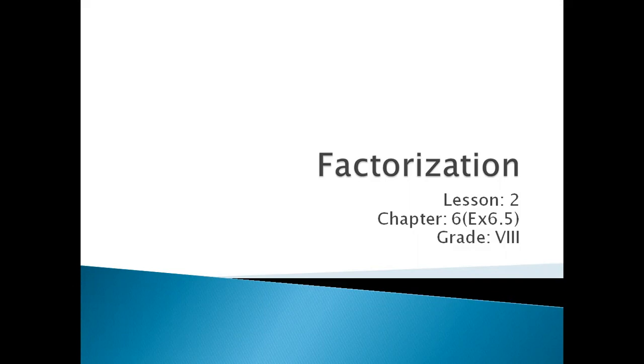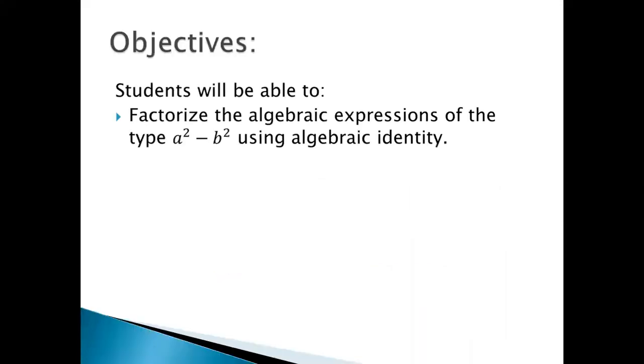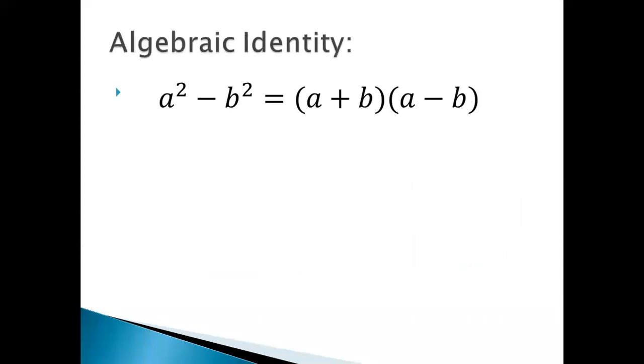In the first lesson of this week, we learned how to factorize an algebraic expression with the help of the first two algebraic identities. In this lesson, we will learn how to factorize algebraic expressions of the type a square minus b square with the help of the algebraic identity, and this algebraic identity is your third identity. A square minus b square is equal to a plus b, a minus b.